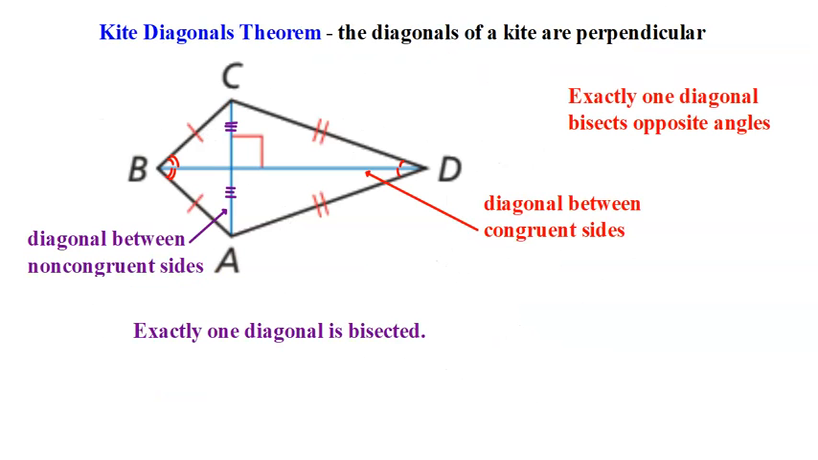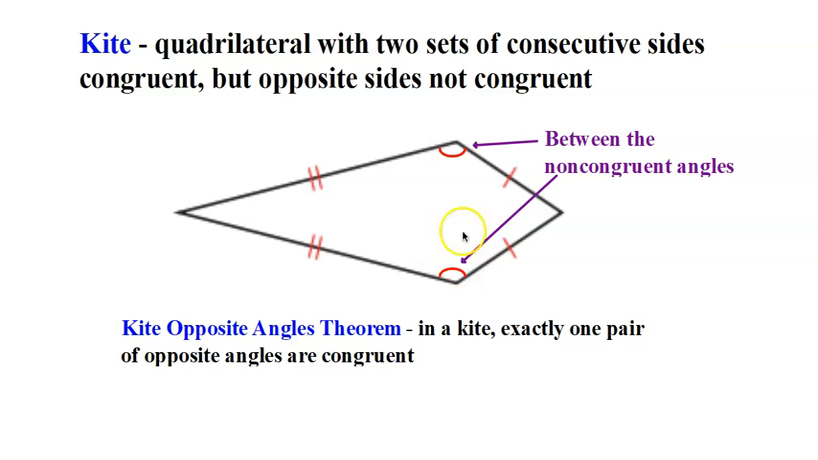So just to refresh, in a kite, you have one diagonal bisected. The diagonals are perpendicular. The diagonal that is between the non-congruent sides is bisected. This will not always be the short one. The diagonal that is not bisected does bisect the angles, but only one of them bisects angles. And you do have one set of congruent angles. Very important in a kite to remember, opposite sides are never congruent. All right.